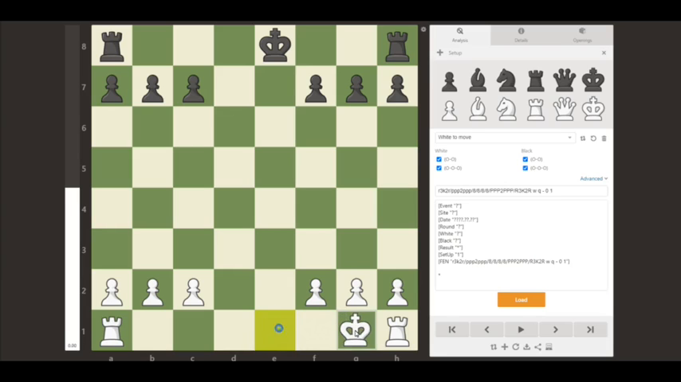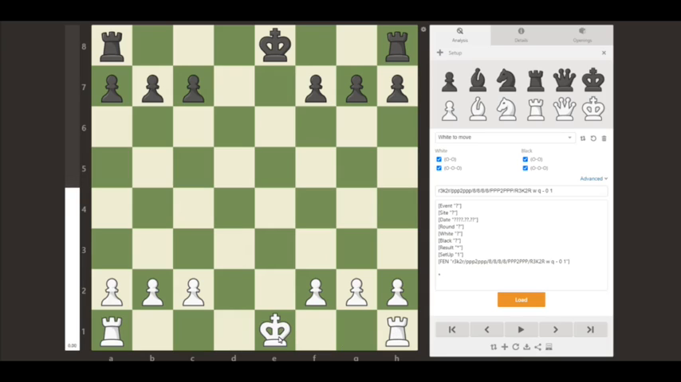To kingside castle, you move your king 2 squares toward the rook to the right, and you also move your rook 2 squares to the left, and the rook ends up next to the king on the left. This is for kingside castling.